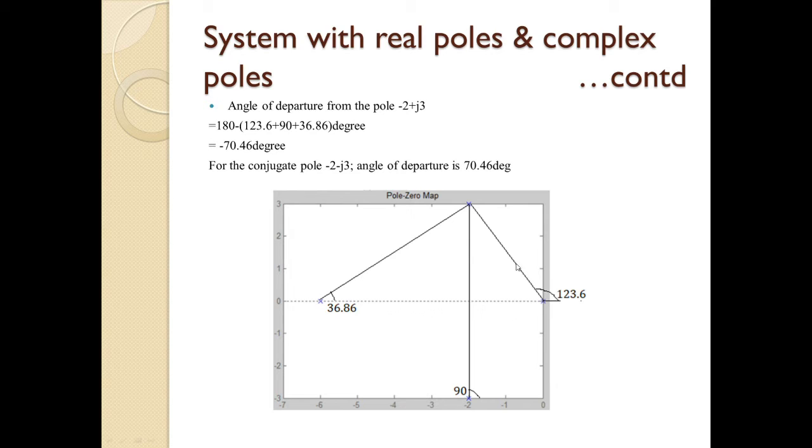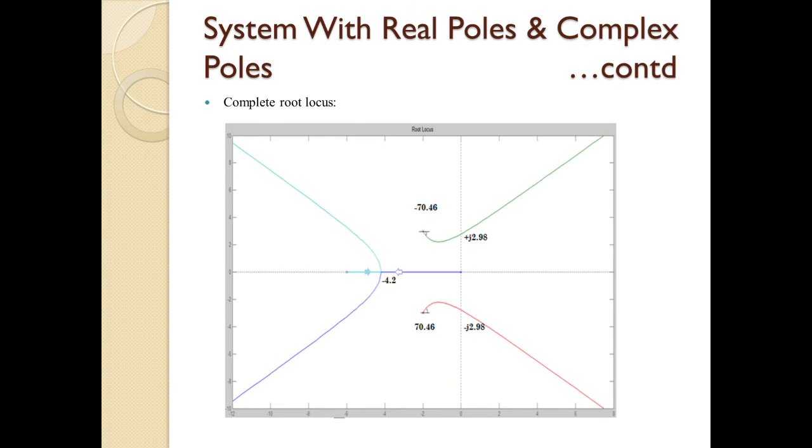So, the total angle of departure from this pole becomes 180 degree minus the summation of all these three angles, which becomes minus 70.46 degree. And after calculating this angle for the complex conjugate pole minus 2 minus j3, the angle of departure will be 70.46 degree. So, this is the complete root locus of the system which had the real pole and the complex pole too.